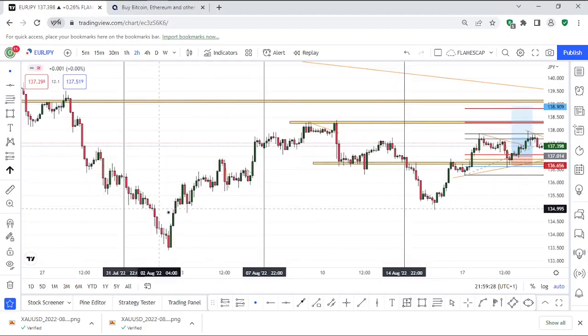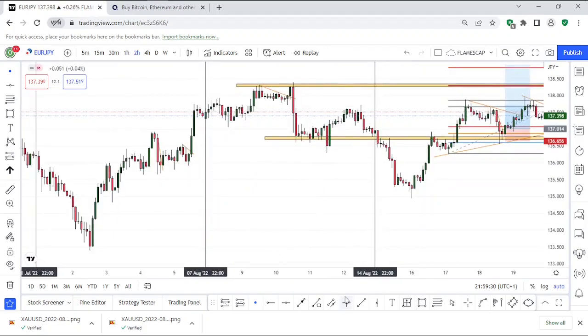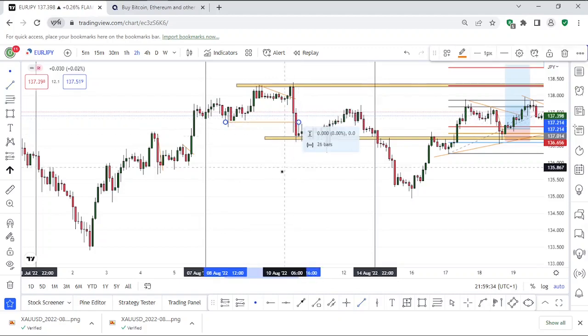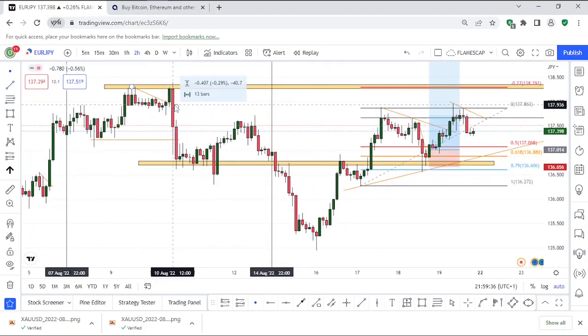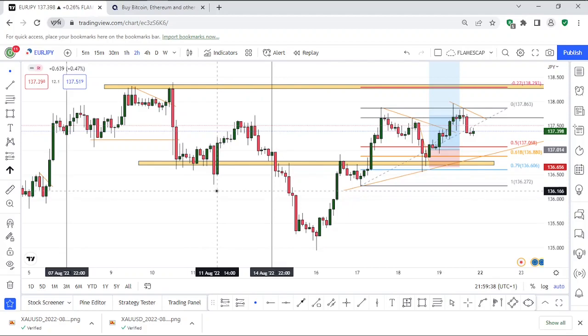So this market at the point was moving up. Then it came to break a market structure down, and we broke a market structure down.